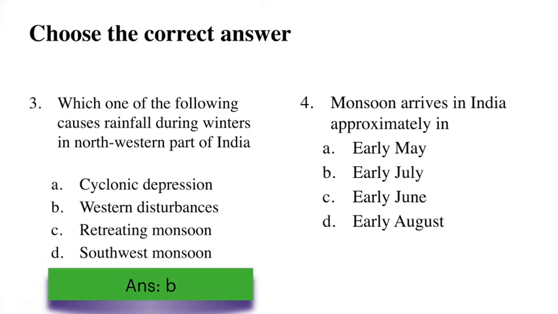Next question, monsoon arrives in India approximately in option A, early May, option B, early July, option C, early June, option D, early August. Early May, no, it is not the right answer. Early July, no, it is also not the right answer. Early August, it is the period of well advancement of monsoon season in India. So early June is the right answer. That is the period when monsoon arrives in India.